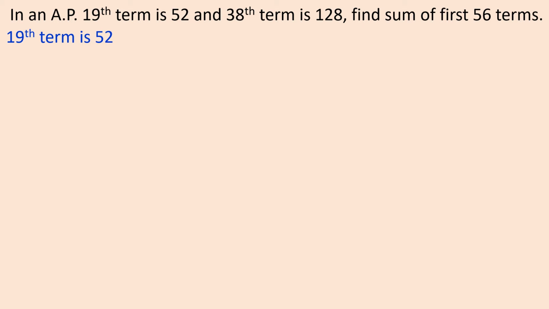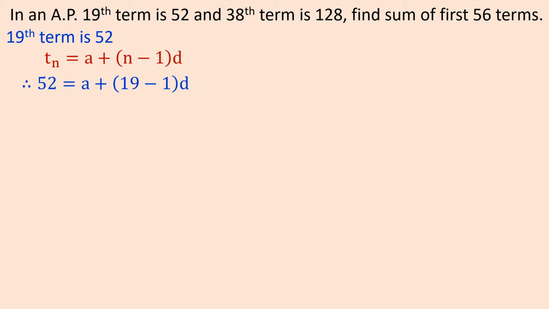First we will take the first part, that is, the 19th term is 52. It means n equals 19 and Tn equals 52. Therefore, we will use the formula Tn equals a plus (n minus 1) into d. When I substitute, I get 52 equals a plus (19 minus 1) into d. A and d are both not given, so we'll keep them as they are.